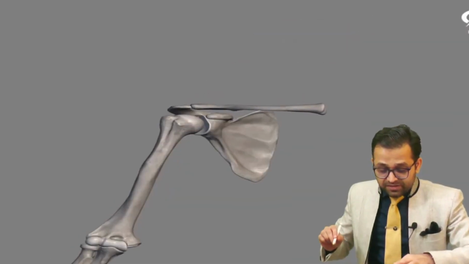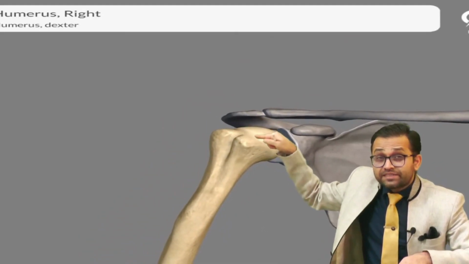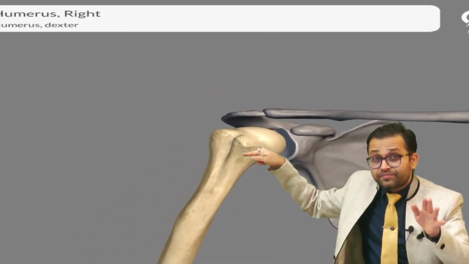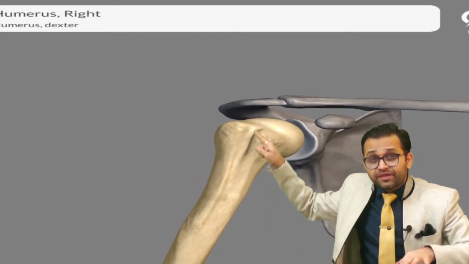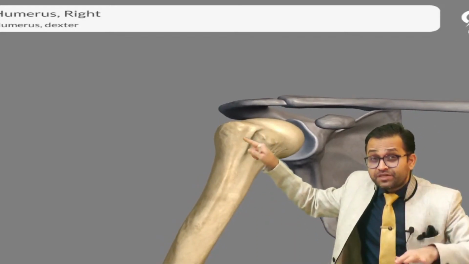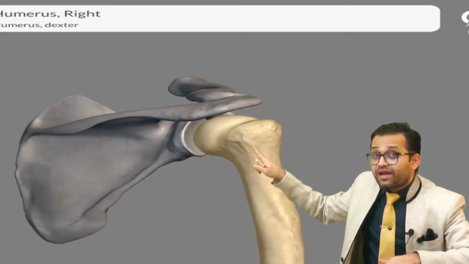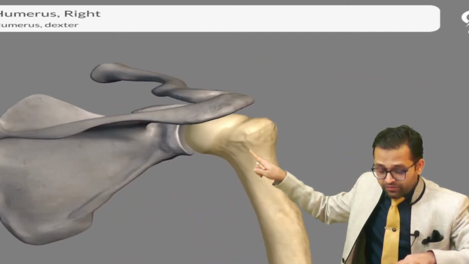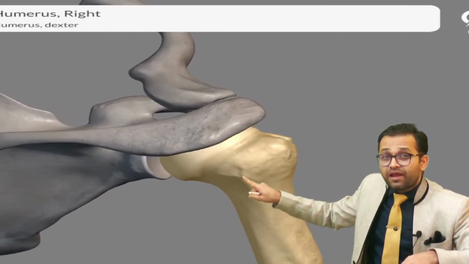Sir, this is our humerus. It has the greater tubercle and the lesser tubercle. Clear? In between them there is the intertubercular sulcus. Okay sir, the greater tubercle has 3 impressions: upper impression, middle impression, and lower impression on the back side. What I want to tell you, there are 3 impressions: upper, middle, and lower.